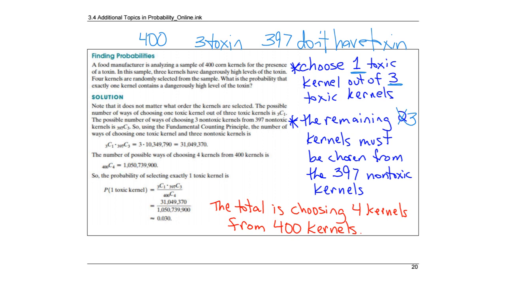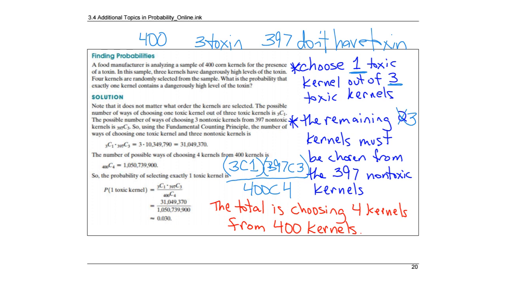Okay, so here's what's happening. I have 3 toxic in the sample, and I want to pick one of those. They told me that up here. Then I have 397 not toxic, and I want to pick the rest of my 4, so that would be 3 of them from that group. And then in the denominator is everything: the 400 kernels, and I'm picking 4.